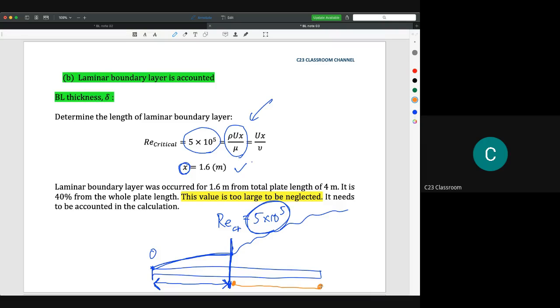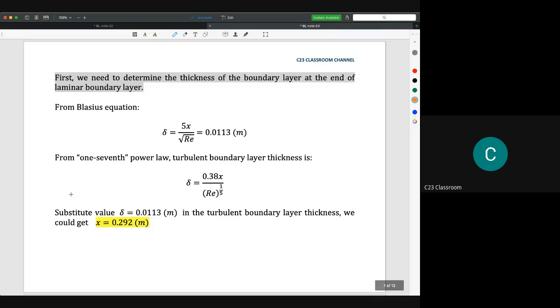If we compare the 1.6 meter that has a laminar boundary layer with the total length of 4 meter, we find that the laminar boundary layer covers around 40% of the whole plate. So it is too large. It's not a small area; it's a large portion of the plate covered by the laminar boundary layer. So we cannot neglect the calculation of the laminar boundary layer. The first step means that you need to determine whether the laminar boundary layer needs to be accounted for or not.